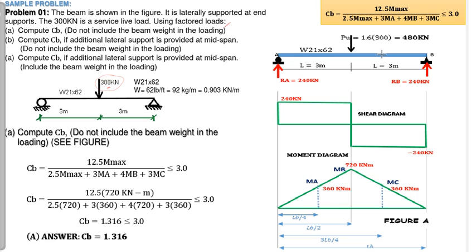Okay? So, tingin tayo dito. Ito yung drawing natin. So, pinactor natin yung live load natin, that is equal to 480. So, yan lang yung load natin dito sa ating beam. So, kukunin natin yung CB pag meron tayong point load dito sa gitna. So, formula of CB is equal to 12.5 Mmax over 2.5 Mmax plus 3 Ma, plus 4 Mb, plus 3 Mc. So, kukunin natin yung Mmax, Ma, Mb, and Mc. This should be less than 3.0.